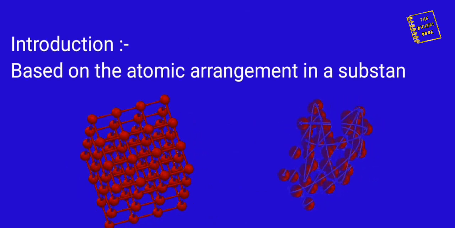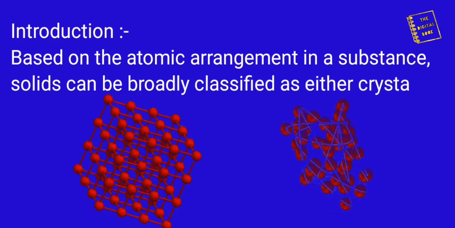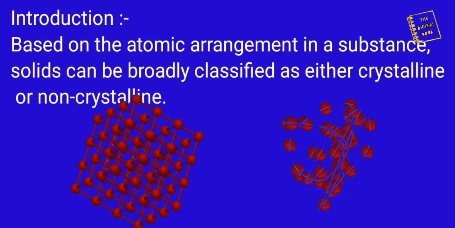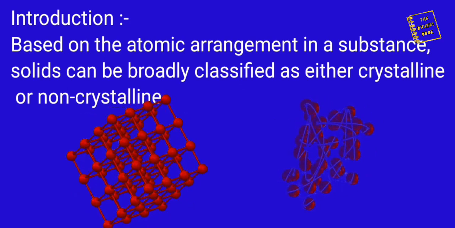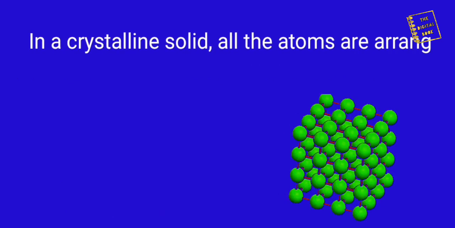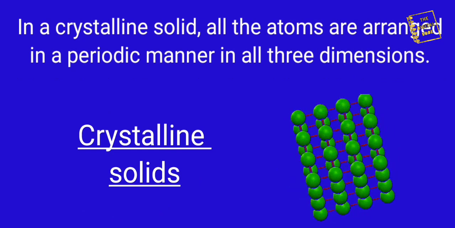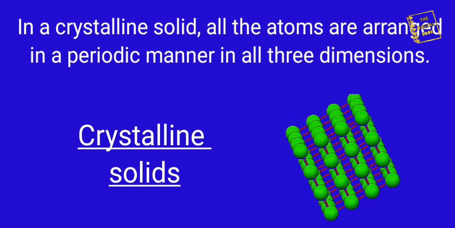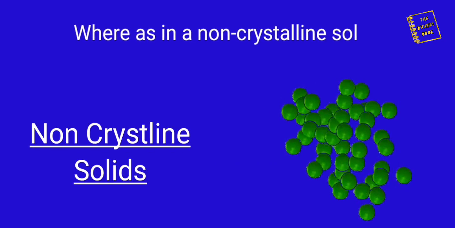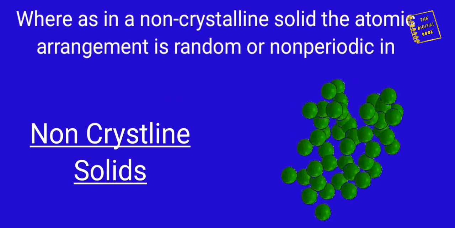Based on the atomic arrangement in a substance, solids can be broadly classified as either crystalline or non-crystalline. In a crystalline solid, all the atoms are arranged in a periodic manner in all three dimensions. Whereas in a non-crystalline solid, the atomic arrangement is random, or non-periodic in nature.